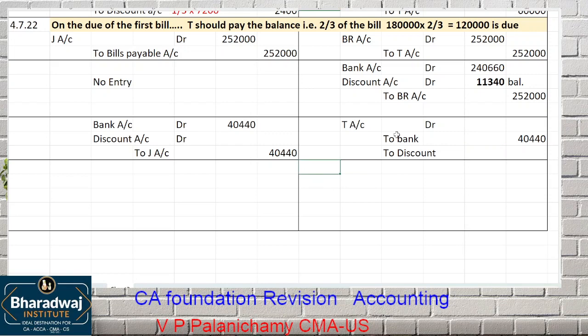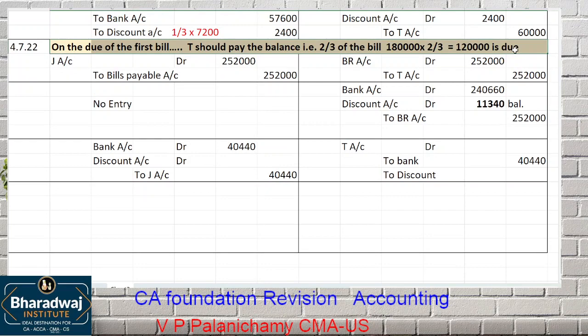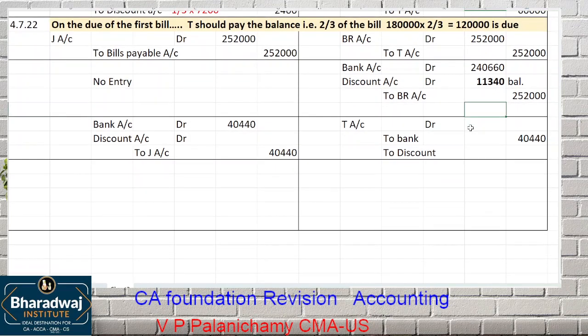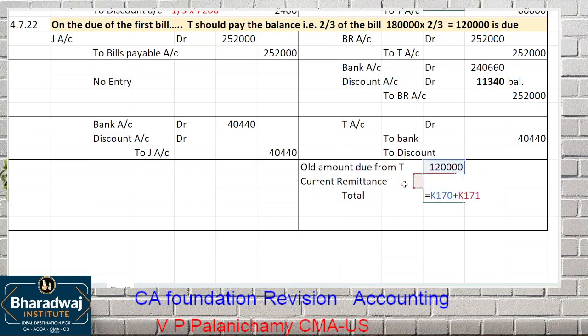See, please remember, don't consider this alone. Already, how much do you have to pay me? For the first bill, already how much do you have to pay me? 1,20,000 நீங்க எனக்கு already pay பண்ணணும். So, old amount due from T. எவ்வளவு old amount due from T? 1,20,000. Now, current remittance. இப்போ நான் எவ்வளவு உங்களுக்கு remit பண்றேன்? 40,440. அப்போ what is the total money? இப்போ ஒரு 40,440 already ஒரு 1,20,000 உங்கள்ட்ட எவ்வளவு due இருக்கு? 1,60,440.